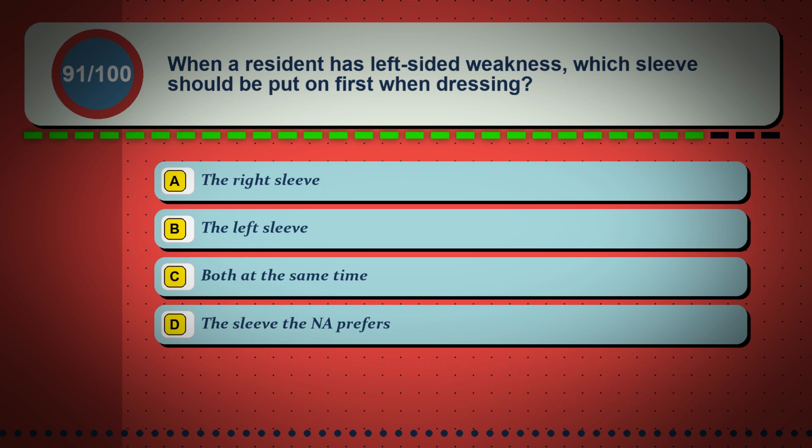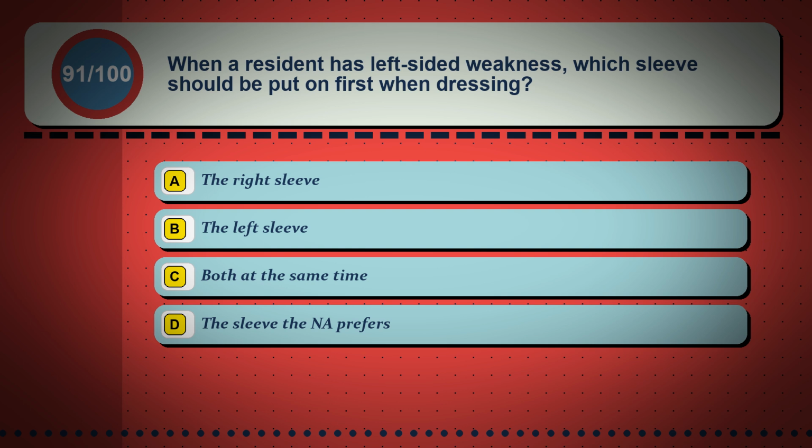Question 91. When a resident has left-sided weakness, which sleeve should be put on first when dressing? Option A, the right sleeve. Option B, the left sleeve. Option C, both at the same time. Option D, the sleeve the NA prefers.